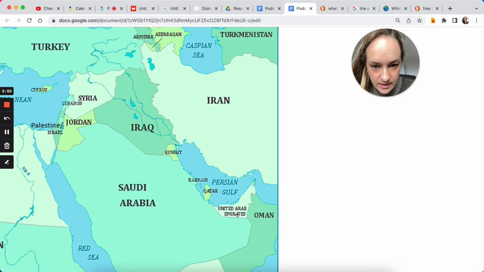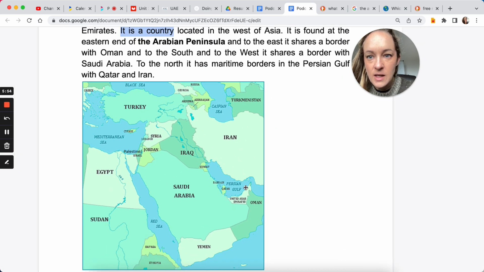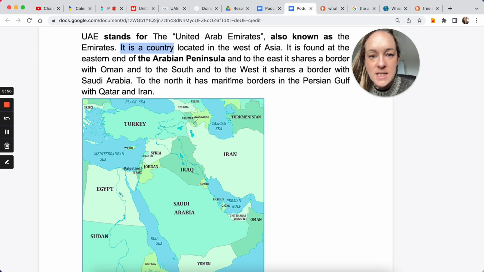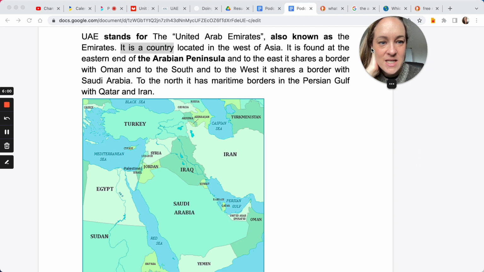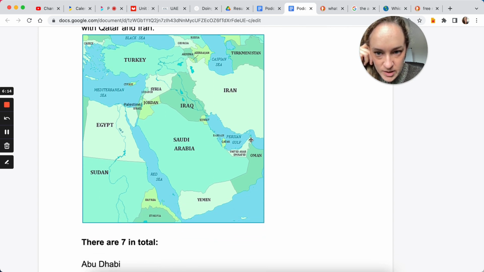We can see it down here, United Arab Emirates, located in the west of Asia. It is found at the eastern end of the Arabian Peninsula. So this is the Arabian Peninsula here.